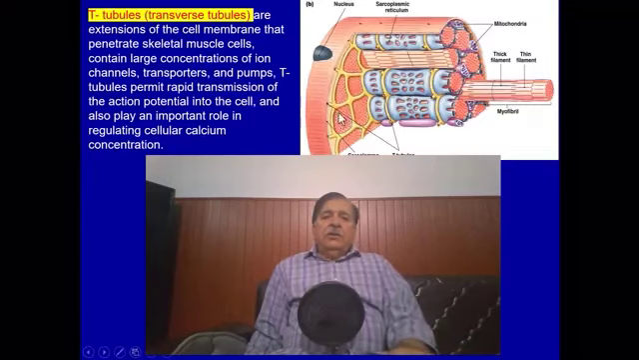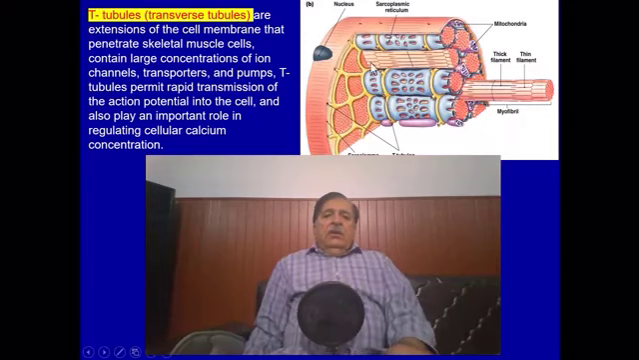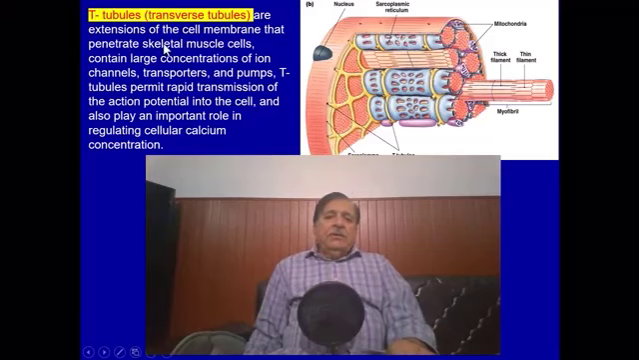T-tubules. T-tubules are also called transverse tubules. They are actually extensions of the cell membrane that penetrate the skeletal muscle cell. Also, the cardiac muscle cell contains a large concentration of ion channels, transporters, and pumps. This is the membrane which covers these cells, and these T-tubules are found transversely around the myofibril. They are actually invaginations of this cell membrane into tubules.